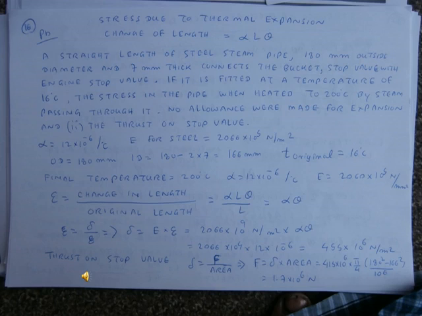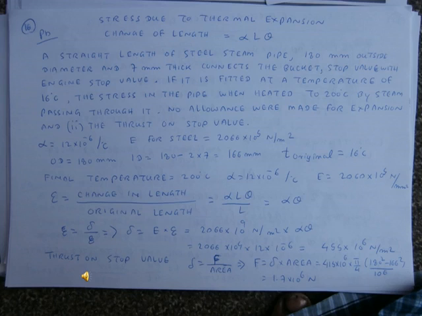So outside diameter 180 millimeter, inside diameter 180 minus 2 multiplied by 7, you get 160 millimeter. The original temperature T is 16 degrees centigrade. The final temperature will be 200 degrees centigrade. Alpha is equal to 12 multiplied by 10 power minus 6 per degree centigrade. E is equal to 2066 multiplied by 10 power 5.